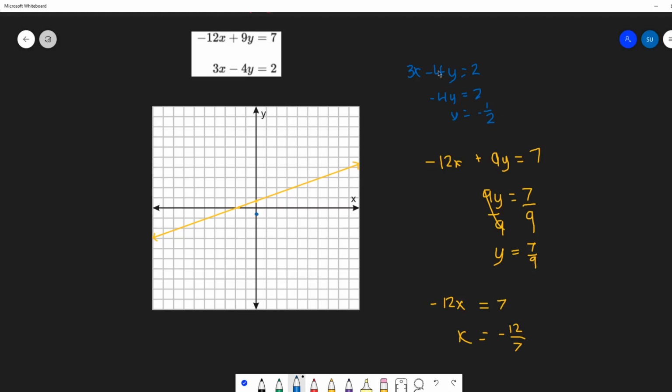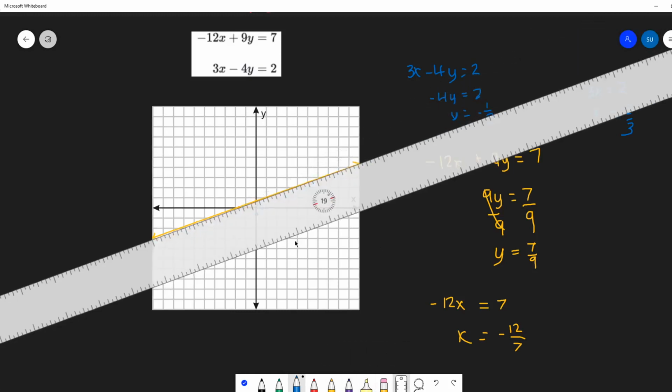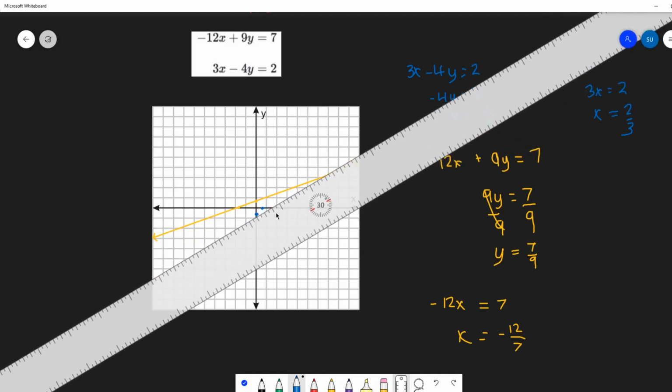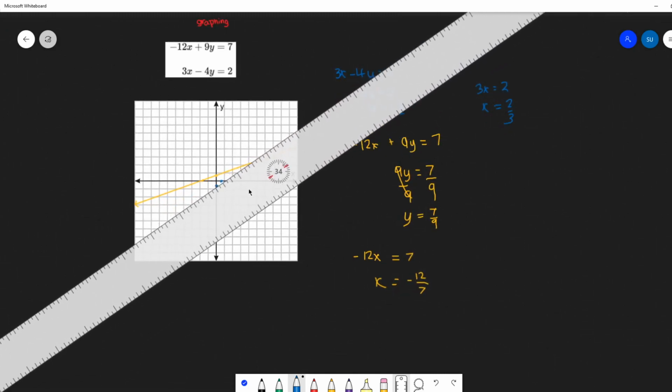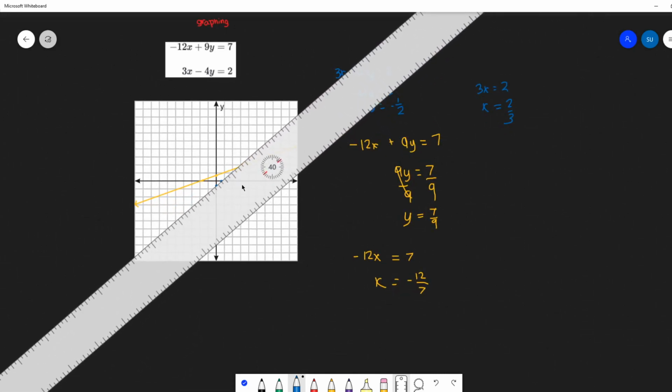And for x, we're going to set y equal to 0. So 3x equals 2. And we divide both sides by 3, and we get x equals 2/3. So that will be right about here. And now we can connect these two points and make ourselves a line. Right about there.